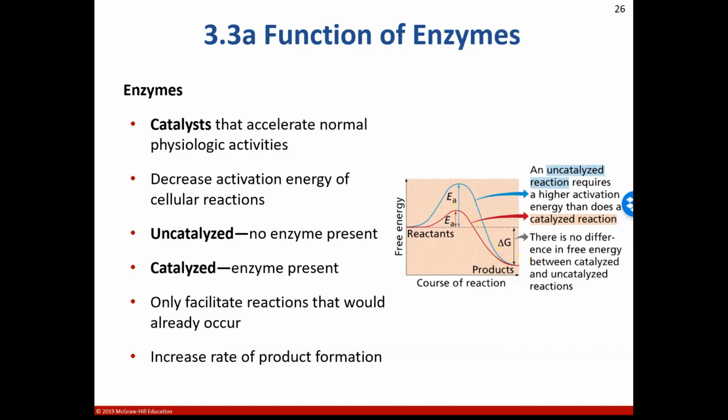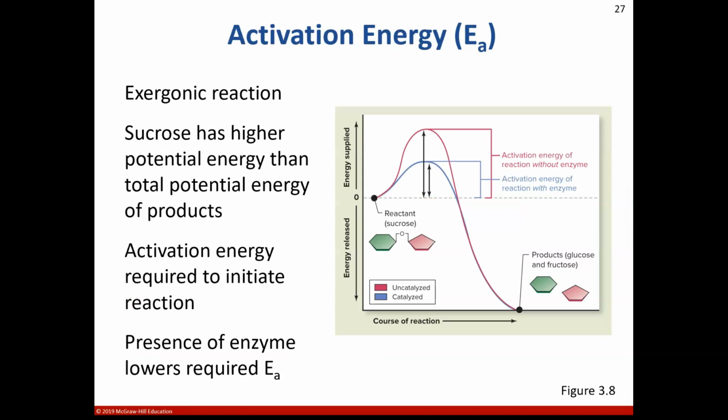Enzymes are only going to facilitate reactions that would already take place, and they're going to increase the rate of product formation. Let's take a look at an exergonic reaction. We have our reactant here, which is sucrose, and this has a higher potential energy than the total potential energy of the products, which is glucose and fructose. Our activation energy is going to be required to initiate the reaction, and the presence of an enzyme is going to lower that required activation energy.